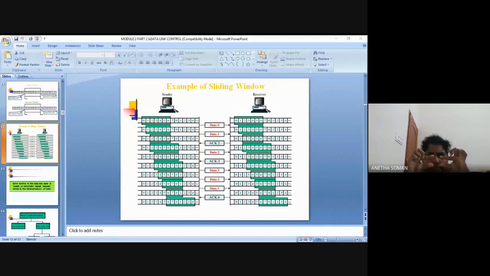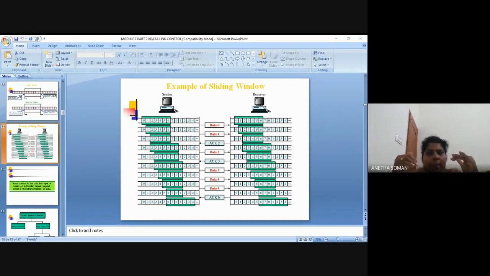So the window size is 7 initially. Now what happens when data 0 has gone out of that window? It is slid towards the right. Now at the same time, what happens at the receiver side? On the receiver side also, initially the window size was 7. Once it receives the data, the window on the receiver side is also shifted towards the right by 1 unit, because only one data is received. So the frames inside the window at the receiver side are 1, 2, 3, 4, 5, and 6.